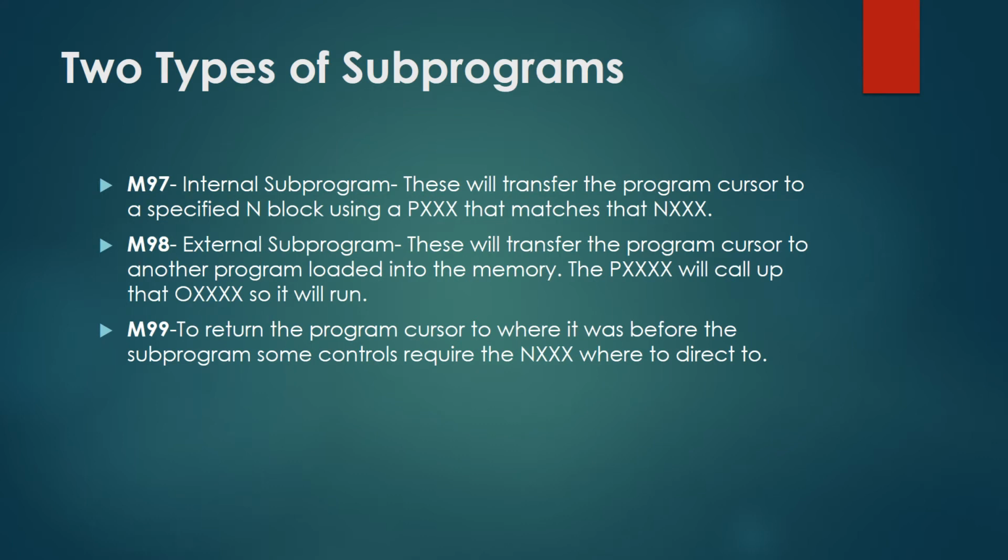There are two types of programs. There's an M97 and an M98. The M97 is an internal subroutine. They transfer the program cursor to a specified end block. And how is it going to know where to go? Well, in that M97 line, we're going to call up a p-value. And that p-value has to match the block numbers corresponding to the top of our internal subprogram.